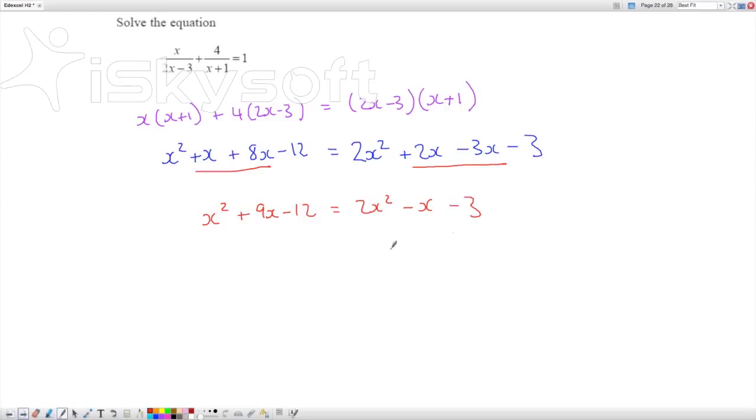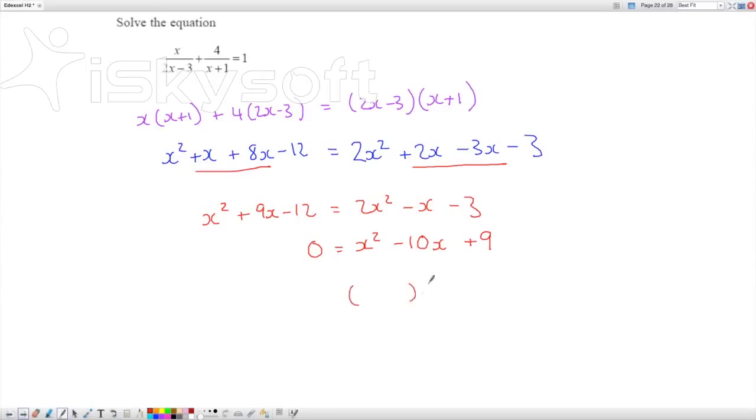Okay, let's put this all on one side. So if we make this 0, we're going to have x squared, take away, minus 10x. Here, we're going to have to add the 12. So we're on minus 3, add 12, gives us positive 9. We now have a quadratic that we can solve by factorising.